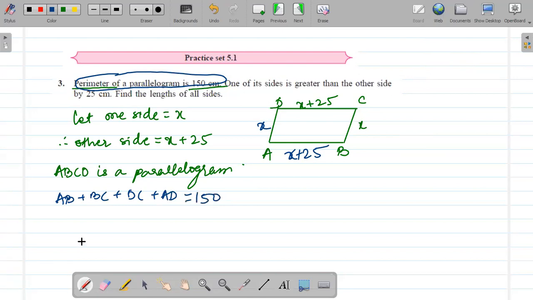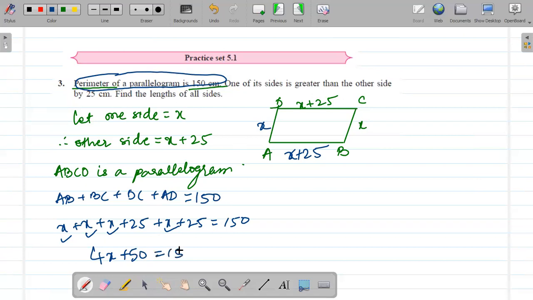Let's plug in all the values. That means adding x plus x plus x plus 25 plus x plus 25, that is equal to 150. And now we will just combine like terms and solve for x. So x plus x plus x plus x, there are 4 x's. So adding them, we get 4x plus 25 plus 25, that will make 50, which is equal to 150. Then you subtract the 50 to the other side, that will give you 4x equals 150 minus 50. So 4x equals 100.